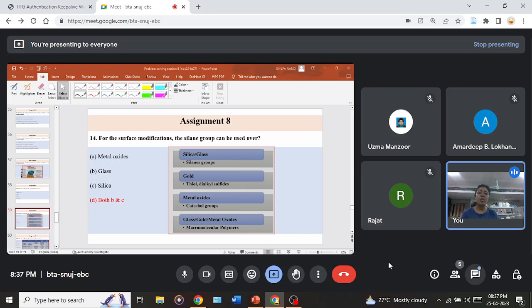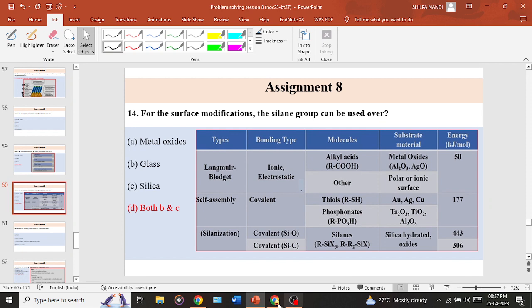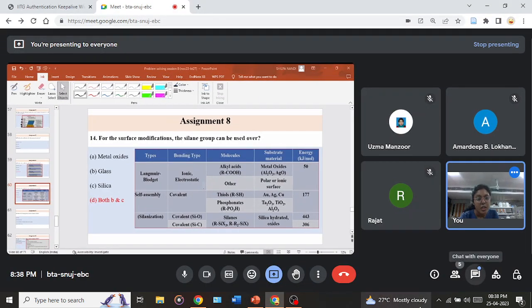Similarly, for glass, gold, or metal oxides as a substrate, ligand containing macromolecular polymers can be utilized. Right? So you have to just go through it, then it is very easy to remember all of these. Apart from this table, there is one more table from which you can learn.